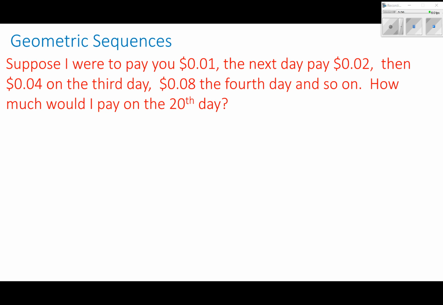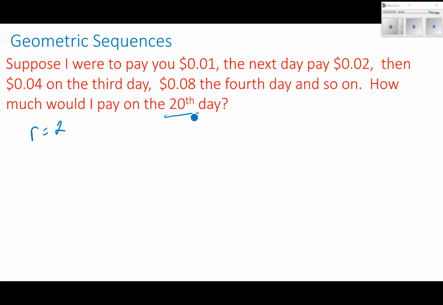So getting back to this first problem, suppose I would pay you 1 cent, and 2 cents, 4 cents, and 8 cents. How much would I pay you on the 20th day? We first have to establish what our r is going to be. In this case, it was doubling, so our common ratio r is 2.